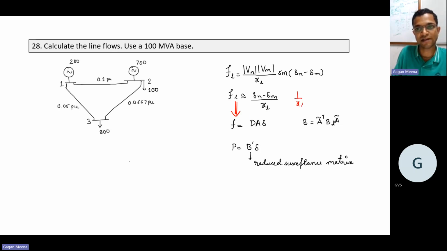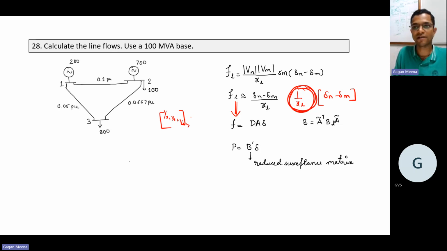So this is 1 by XL, and this is delta n minus delta m. And this is just a scalar. We can directly multiply it in the form of a diagonal matrix: 1 by x1, 1 by x2, and 1 by x3. And then we have to get this difference between n and m.